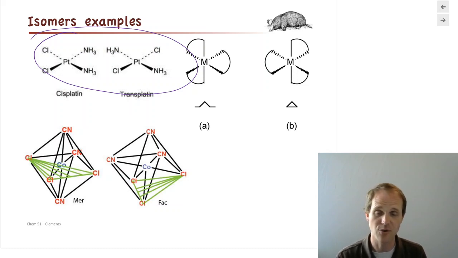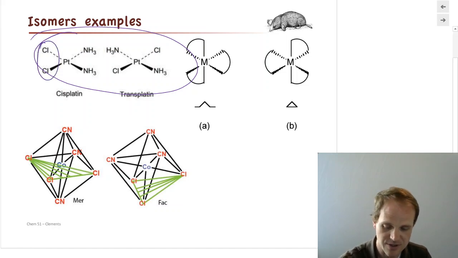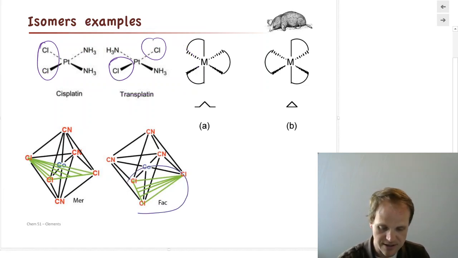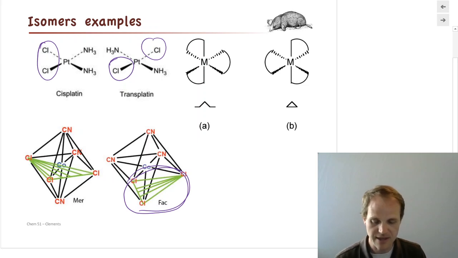Why? Because there's not 4 different things attached. There's actually only 2 different things attached. But in one case, they're next to each other, cis, and in the other case, they're across from each other, the trans. Here, you can see we've got 3 things attached, the chlorine, chlorine, chlorine on my cobalt center.